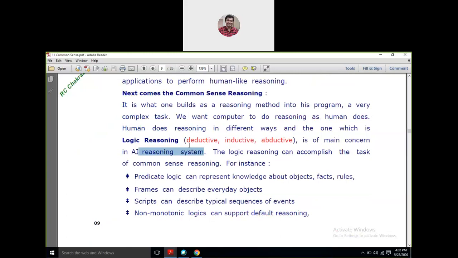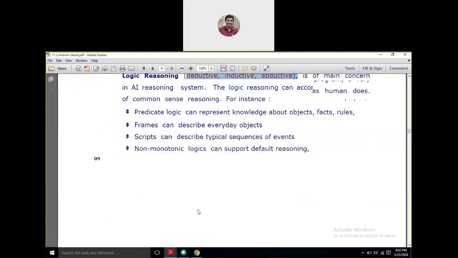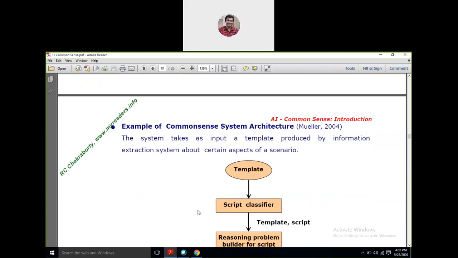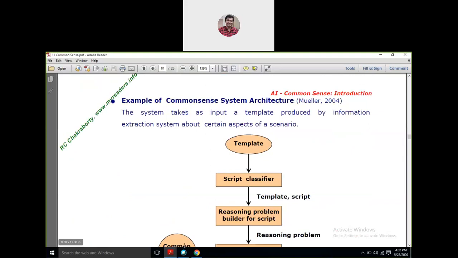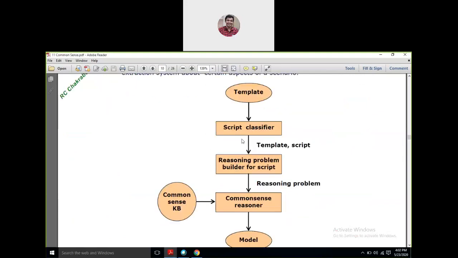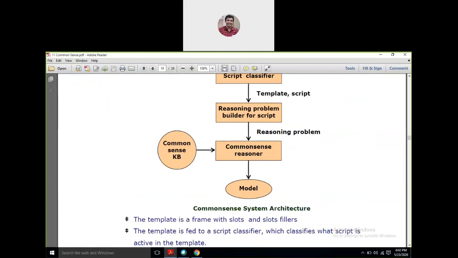Now there is logical reasoning. What kinds of reasoning are applicable in the case of common sense? Deductive, inductive, and abductive. We have gone through all those things previously. And there is a common sense system architecture, where you have a template and a script classifier. If needed, we can go into it. This much, if you go through it, is more than enough.